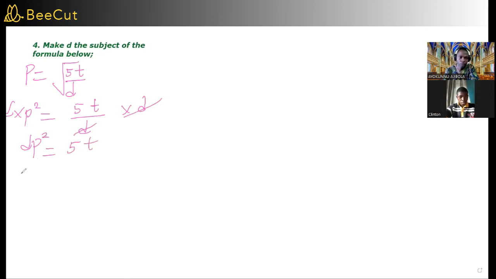D is what I'm making the subject. P squared is disturbing D. I divide both sides by P squared. Then P squared cancels P squared. Then I have D equal to 5t all over P squared, 5t. So I'm going to write out 2 questions now for you to try, and if you get the answer correct, then we move on. Let me write the page and put up the question.